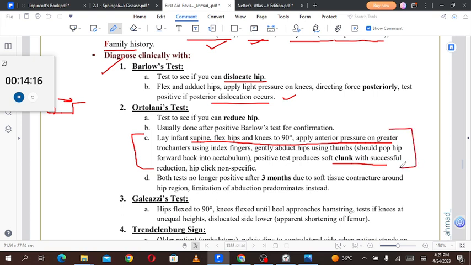We are not going to perform the maneuver in the Step 1 exam. So if you don't want to remember that you have to flex and extend and abduct and adduct, blah blah blah, remember that in the Barlow test the head is being moved out, Ortolani is coming inside, and then the positive clunk sign is the indicator that the test is positive.